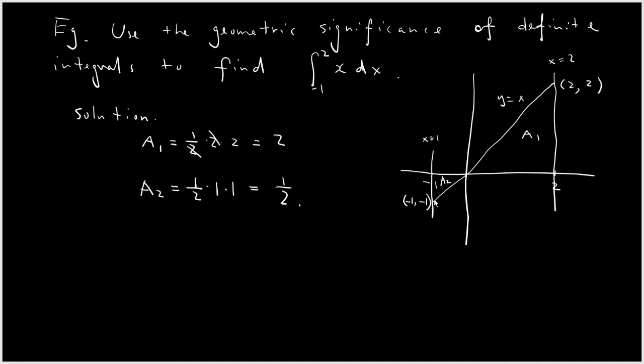According to the geometric significance of the definite integral, the definite integral of x from -1 to 2 equals the net area. By that we mean it's equal to A1 minus A2, which is 2 minus 1/2. This value is 3/2.